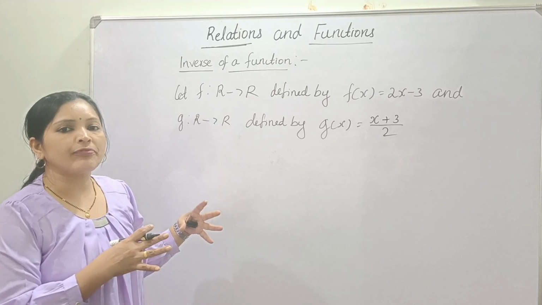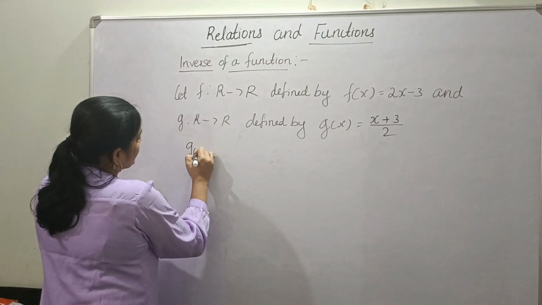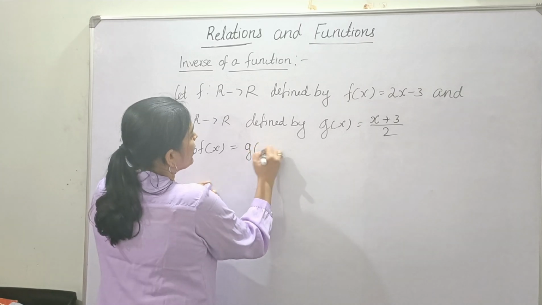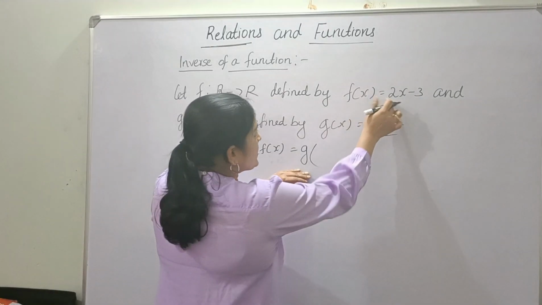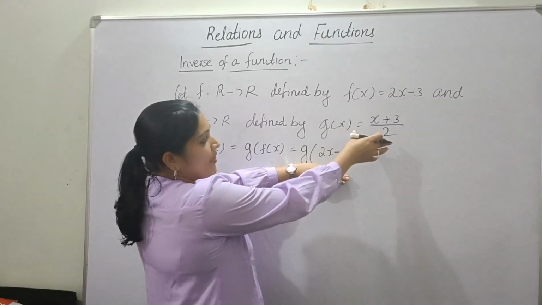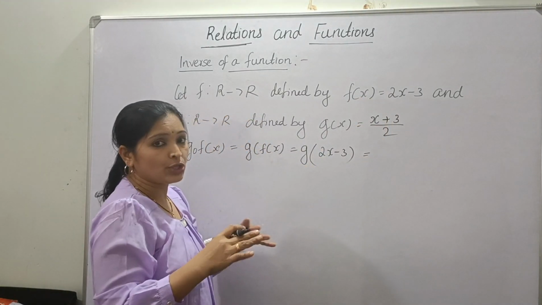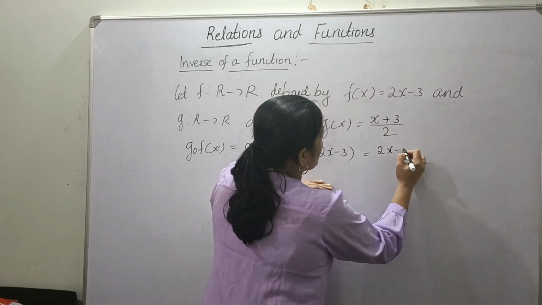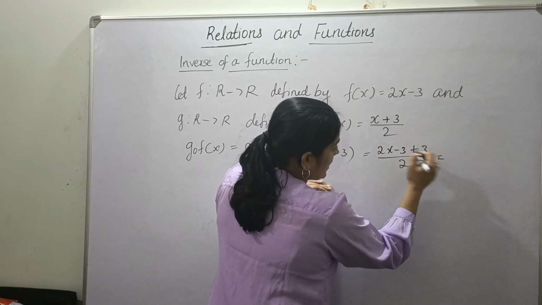Now let us find g composite f and f composite g. First of all, let us find g composite of f, that is g of f of x. That is equal to g of 2x minus 3. Now g of x is this one, so substitute 2x minus 3 in place of x, right? So 2x minus 3 plus 3 divided by 2, that is equal to minus 3 plus 3 cancelled.